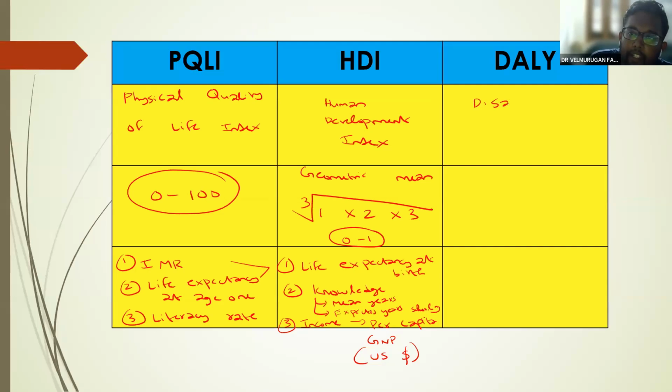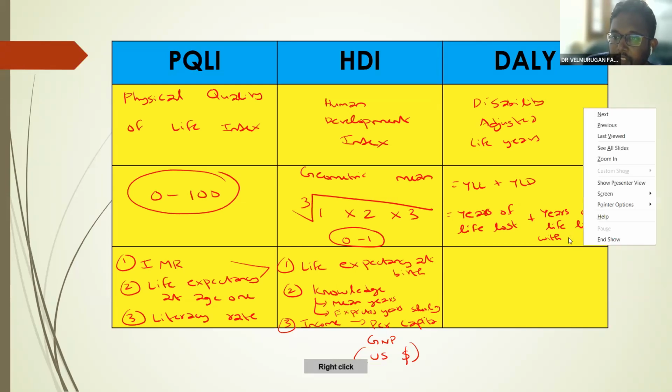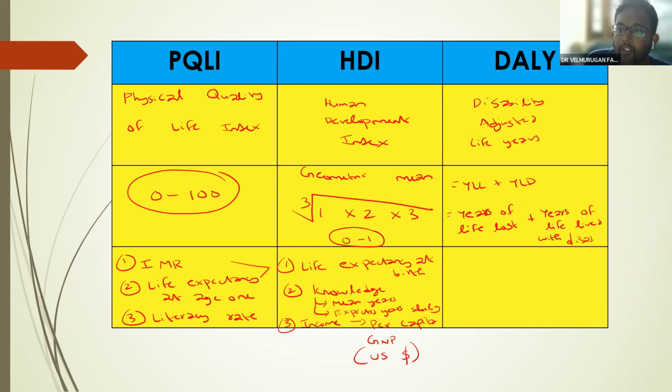So what is DALY? DALY is disability adjusted life years. We have two components for making up DALY: YLL plus YLD. For example, take a famous actor whose age is now 50 years. Normal life expectancy is around 80 years, but he dies today. So how many years of life are lost? 30 years of life are lost. Already, because of some accident, he lived 5 years in a wheelchair. So 30 plus 5, 35. The total DALY for him is 35: years of life lost plus years of life lived with disability. This is called DALY.